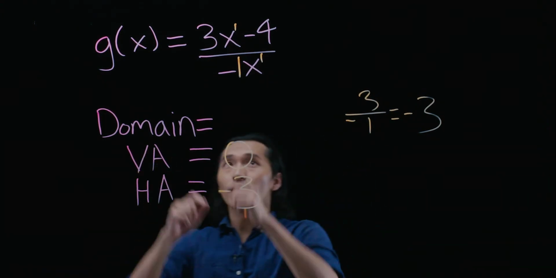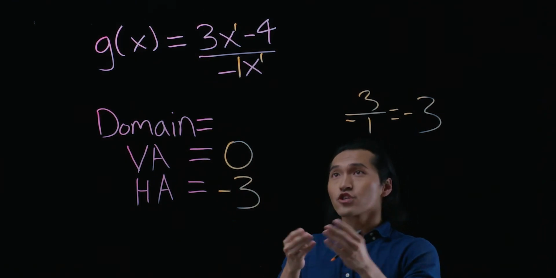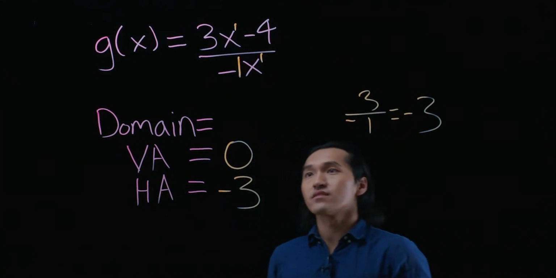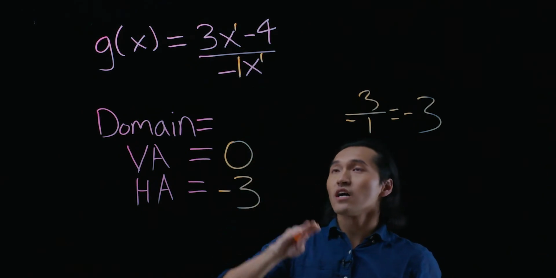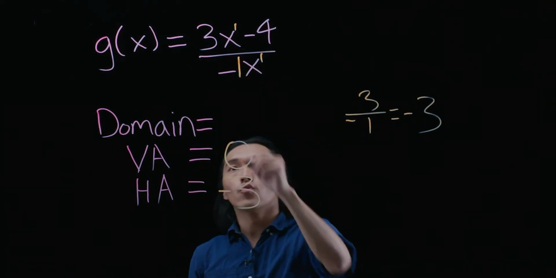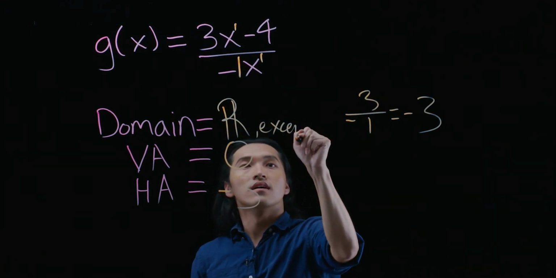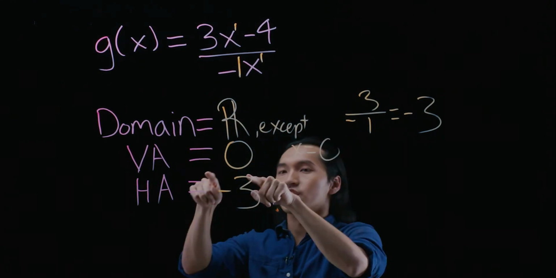And that's why we have a horizontal asymptote at negative 3. And meanwhile, for the domain, we ask ourselves, what are all the possible values for x? Well, x could be anything except where the vertical asymptote exists. Anything you plug into x would work unless the denominator of the fraction becomes 0. So the domain would be all real numbers except at x equals 0, which is the vertical asymptote.